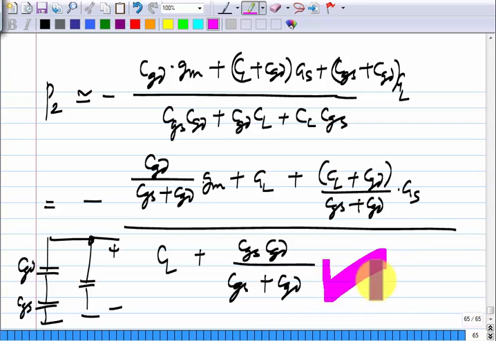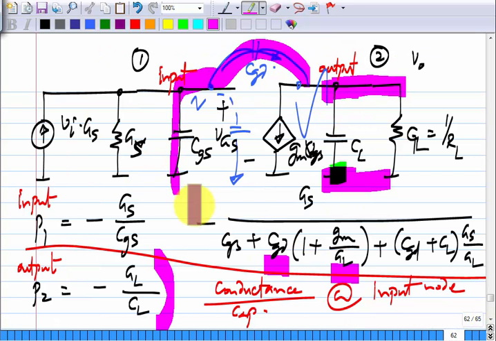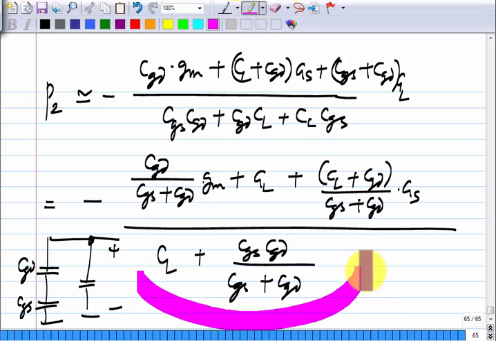Is this okay? So this represents CL in parallel with a series combination of CGS and CGD, and it's no mystery that it appears because that network very much is there in our amplifier. So we have CL here and CGS and CGD there. What is in the denominator is in fact the capacitance between the output node and ground.